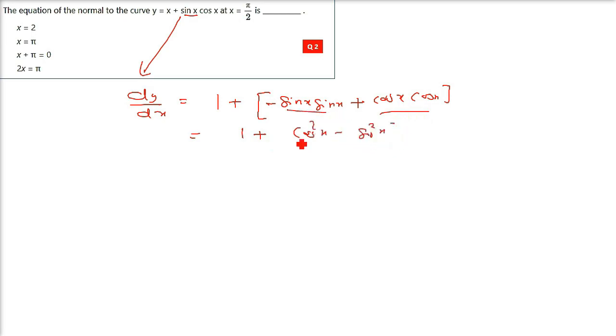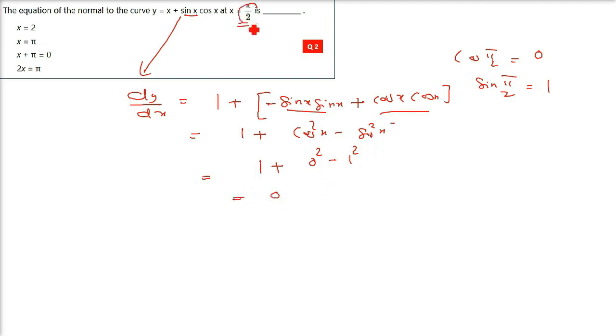Now we need to find out dy by dx, or the slope, at x equal to pi by 2. So cos pi by 2, sin pi by 2. Please understand cos 0 is equal to 1, cos pi by 2 is equal to 0, sin 0 is 0, sin pi by 2 equals 1. That you have to place here. 1 plus cos square pi by 2, that is 0 square, sin is 1, so minus 1 square. 1 minus 1 is going to be 0.